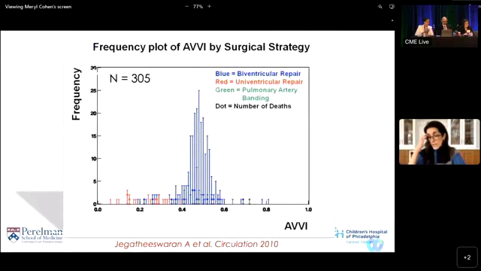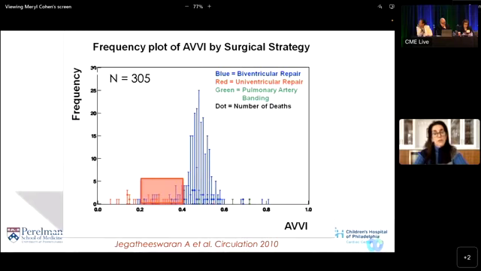And so we were able to apply a frequency plot of AVVI by surgical strategy. We were blinded to the surgical strategy, so we didn't know the outcome of the patients. And you can see that AVVI fares pretty decently with regard to surgical strategy. Those patients who had an AVVI of 0 to 0.2 overwhelmingly underwent a univentricular repair. And those who had an AVVI between 0.4 and 0.6, which we deemed balanced, overwhelmingly underwent a biventricular repair. And then there was this area of heterogeneity between 0.2 and 0.4 where people underwent both types of repair.